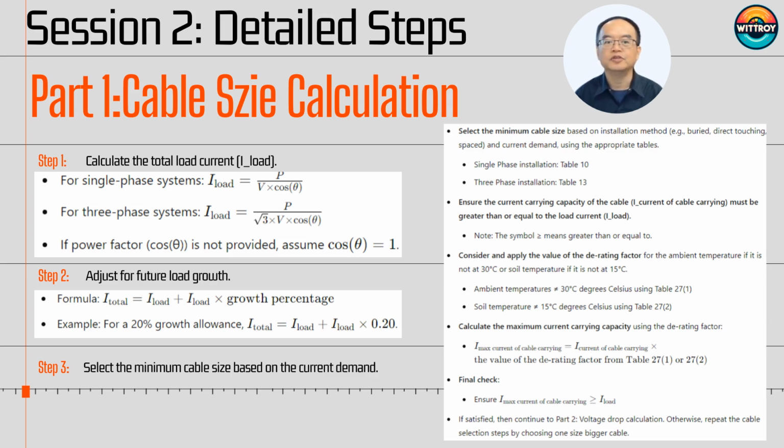Perform a final check to ensure that the maximum current carrying capacity is greater than or equal to the load current. If the cable size is sufficient, continue to the voltage drop calculation. If not, repeat the cable selection steps by choosing one size bigger cable.